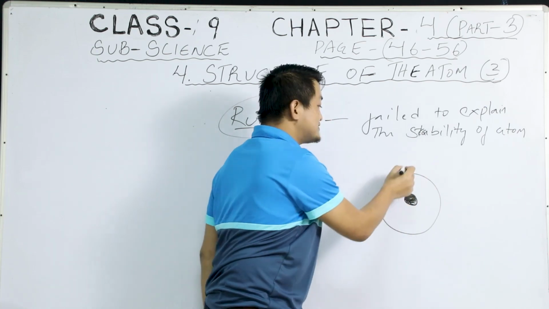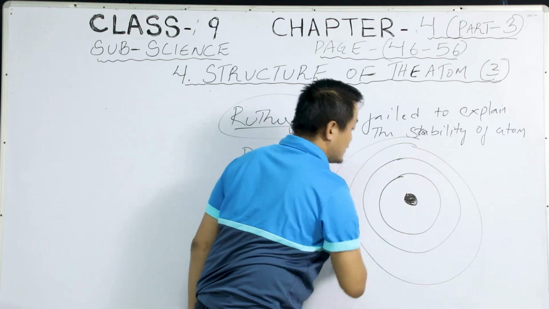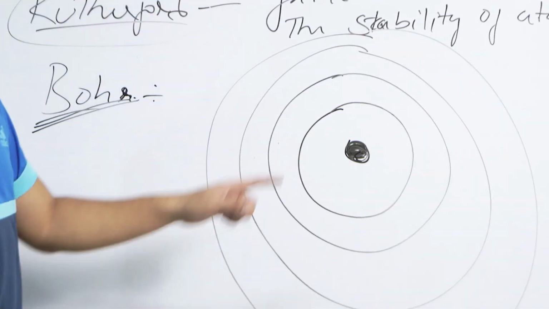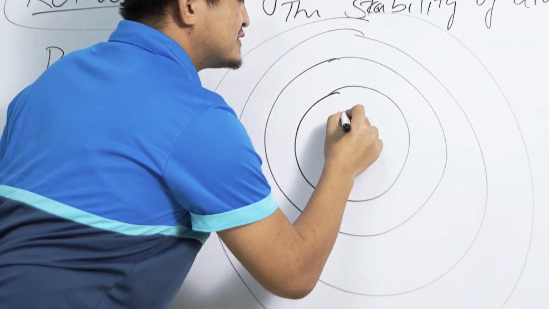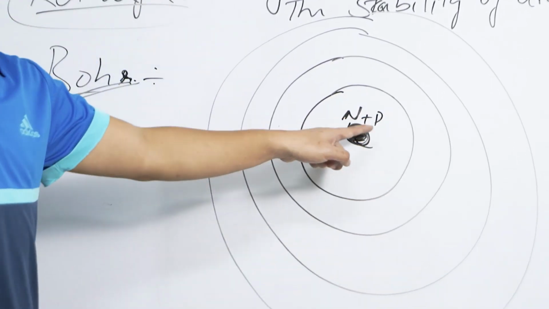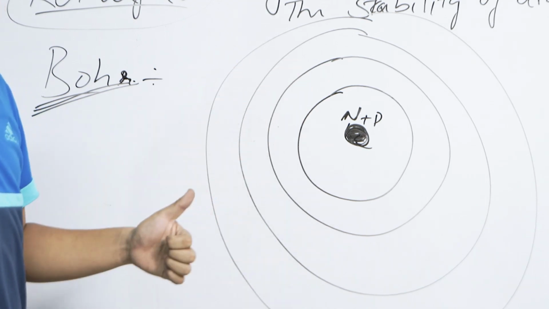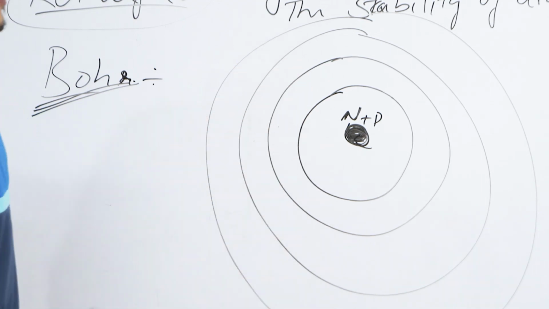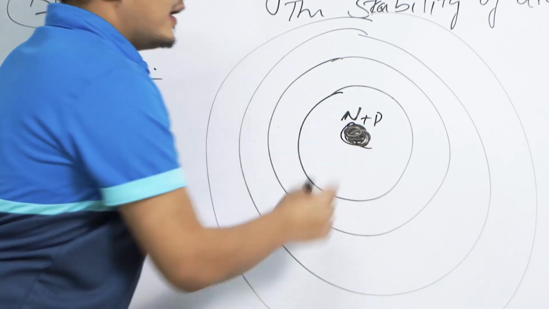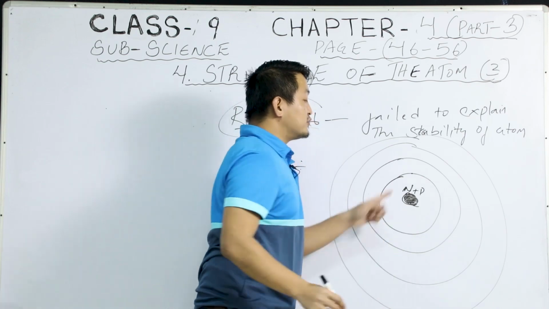So these are orbits. This is the nucleus. In here we have the neutrons and protons, and the neutrons and protons together are known as nucleons. So this is the nucleus, and according to Bohr, electrons revolve around it in these orbits.